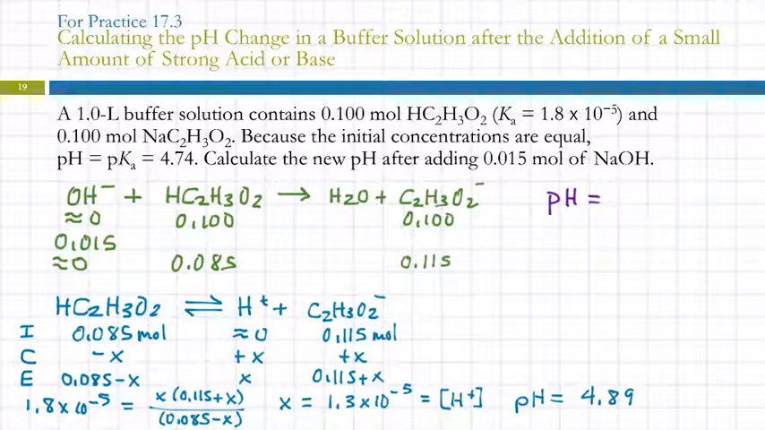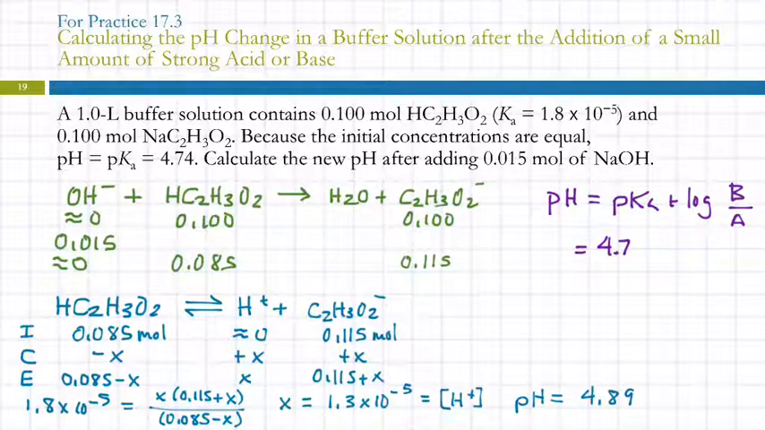So pH equals pKa plus log of base over acid, abbreviating there. What's the pKa? It's 4.74. Now, the concentrations we want to use here are the ones that we figured out after we did the stoichiometry of the addition. So the base is going to be 0.115, and the acid is going to be 0.085.